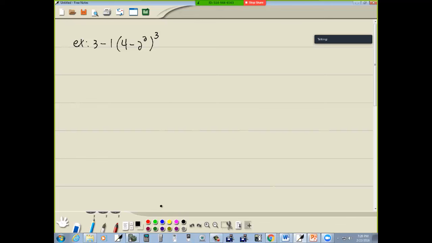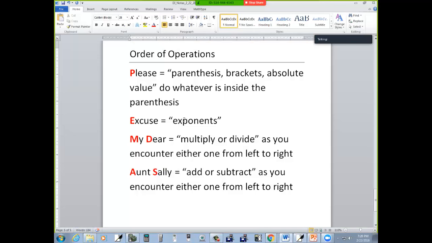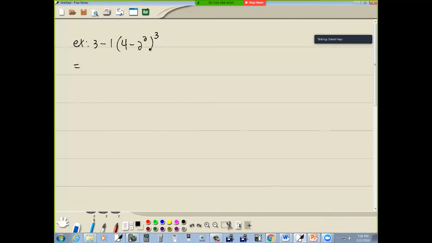let's take a look at this. Okay, please, do what's inside the parentheses. Well, we got the parentheses, so we'll do what's inside the parentheses. Within the parentheses, you still follow your order of operations. I don't have any parentheses in here. Excuse, exponents. Well, I do have an exponent, that's 2 squared. Well, that's kind of a boring one. I'll go steal one out of the book.